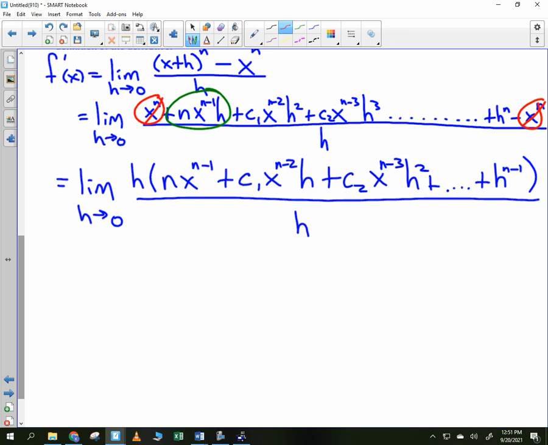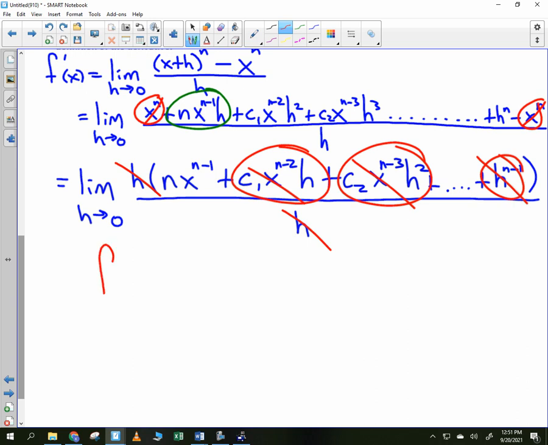So what happens? The h is canceled. Can I now plug in 0? As you plug in 0, what's going to happen here? Gone. How about here? Gone. How about here? And you're going to end up with this left over, right? So therefore, the derivative is equal to n times x to the n minus 1. It's that simple.